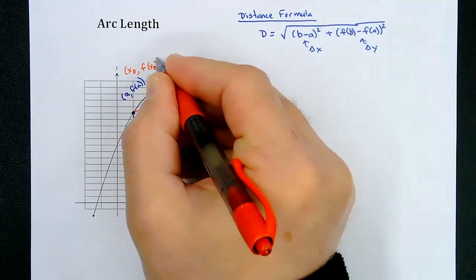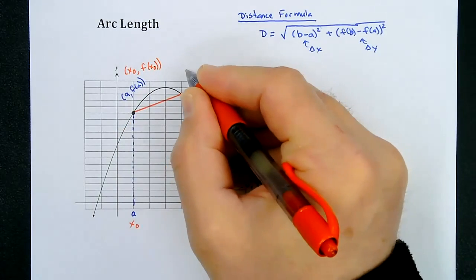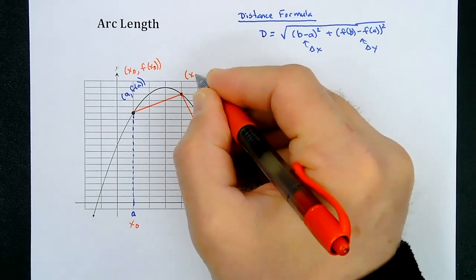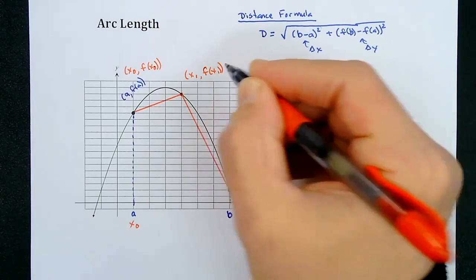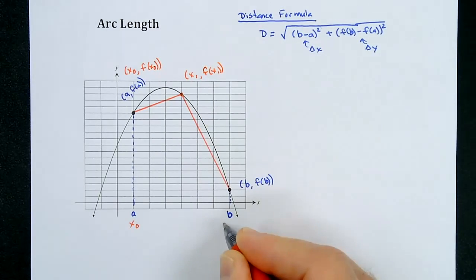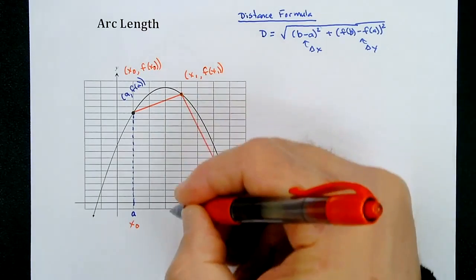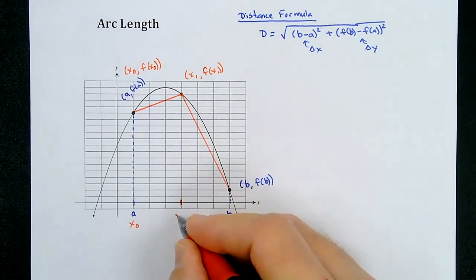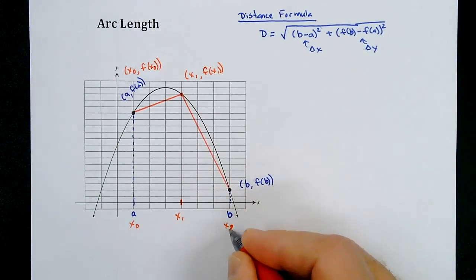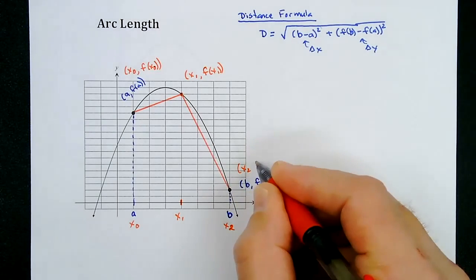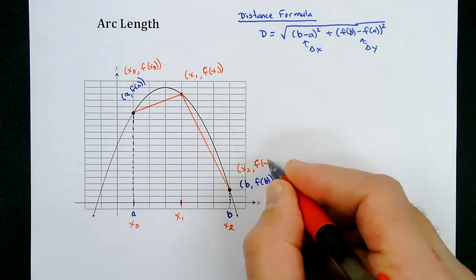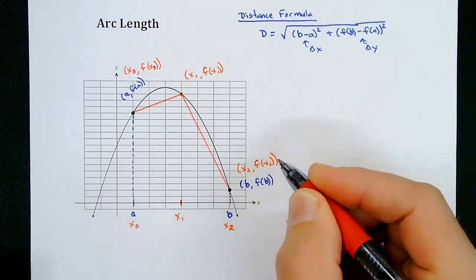x sub 0. I'm going to label this point x1. So x1 comma f of x sub 1. And this point is going to be x sub 2. So right here, the x coordinate would be x sub 1, and this one's going to be x sub 2. So this point right here now becomes x sub 2 comma f of x sub 2. We need to do this because we can't use a and b.